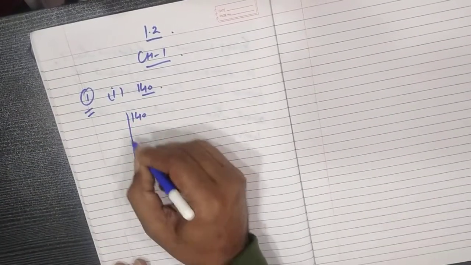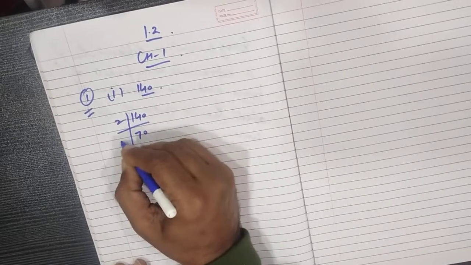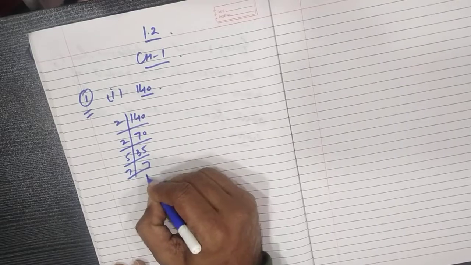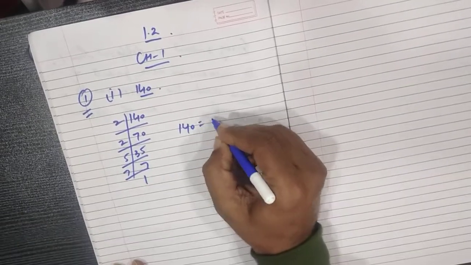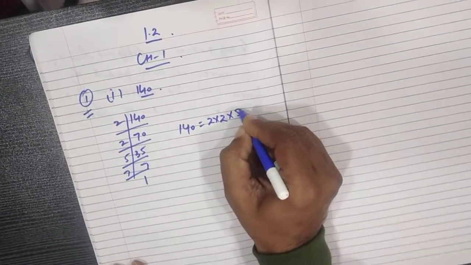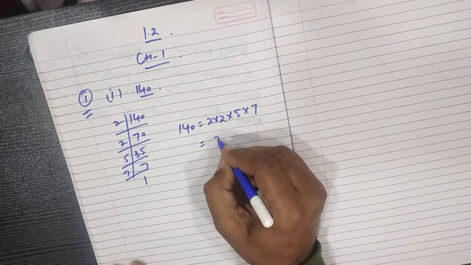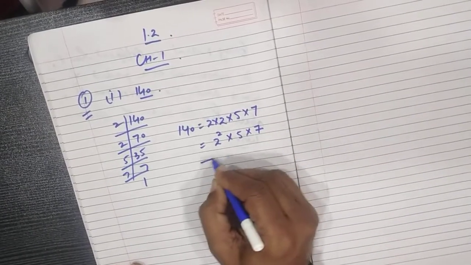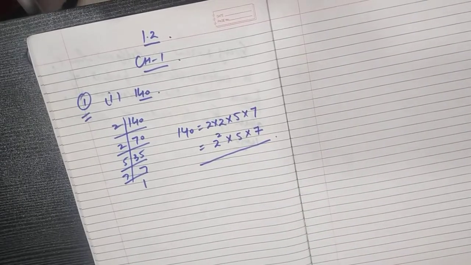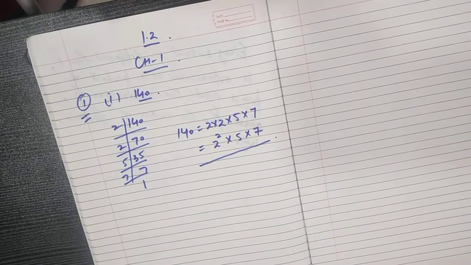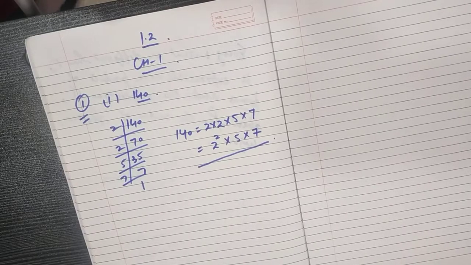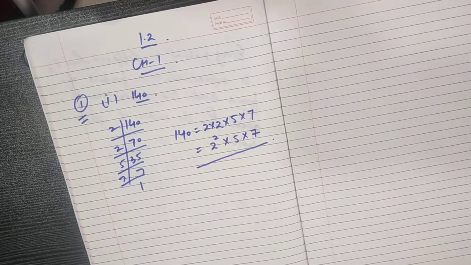You know how to do the prime factorization. So 140 is 2 multiply 2 multiply 5 multiply 7, which can further be written as 2 raised to power 2 into 5 into 7 as prime factors. So this is how to express the number as a product of prime numbers. Similarly, other parts of the first question you can do yourself.